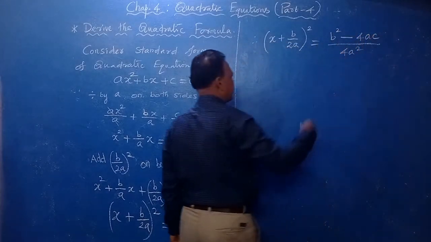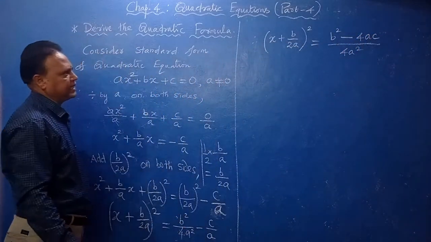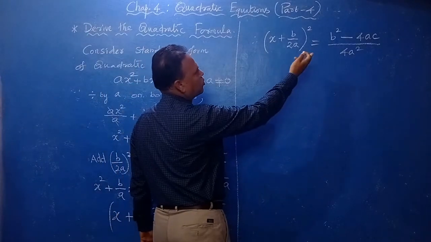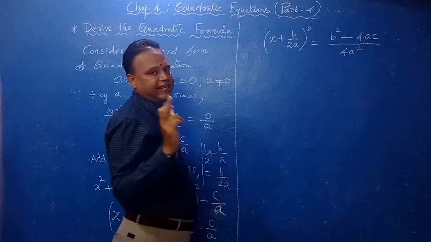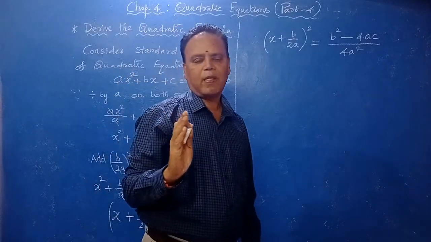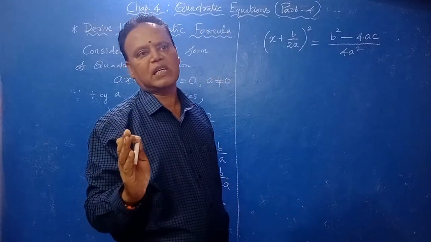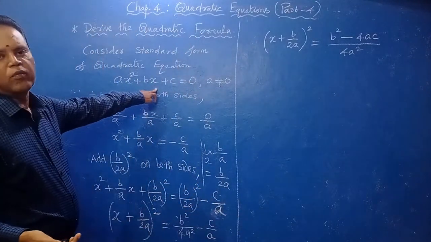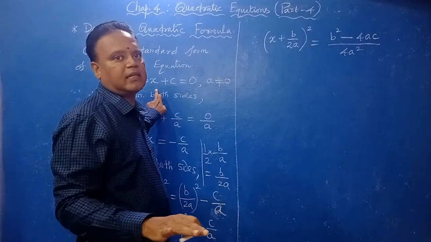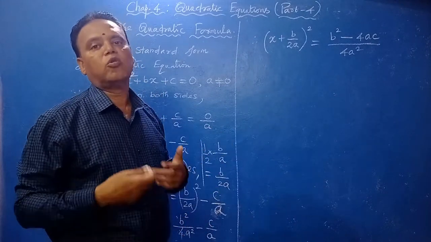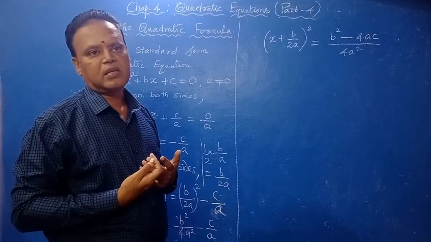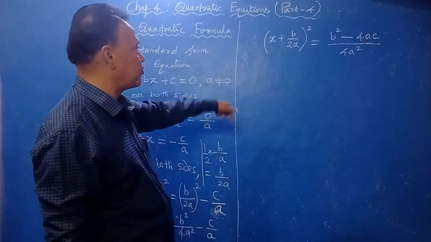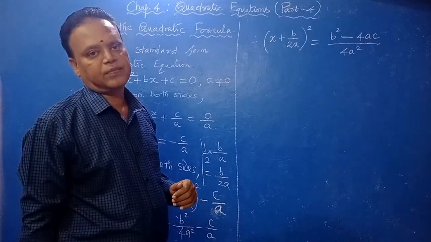4ac. Just taking LCM on the right hand side. Now, I am going to take square root on both sides because we have to find out x. Any quadratic equation, we can find the x value by applying the factorization method. Sometimes you cannot do factorization. That time you have to apply the quadratic formula. That's why we are finding the quadratic formula. Clear?